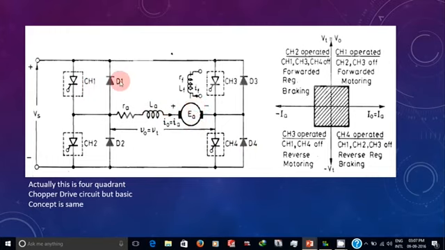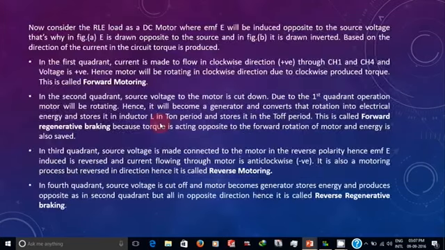Hence we can see that current is flowing in reverse direction. It is rotating in forward direction, but current is flowing in reverse direction. So an opposing torque will be produced in the direction of current only. So for the forward movement torque, an opposing torque is produced. Hence the braking is applied. That's why it's called forward regenerative braking.